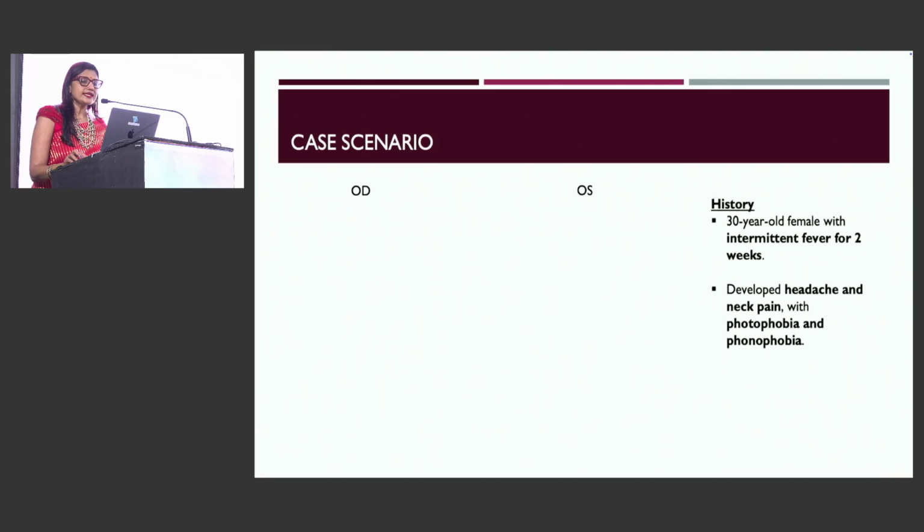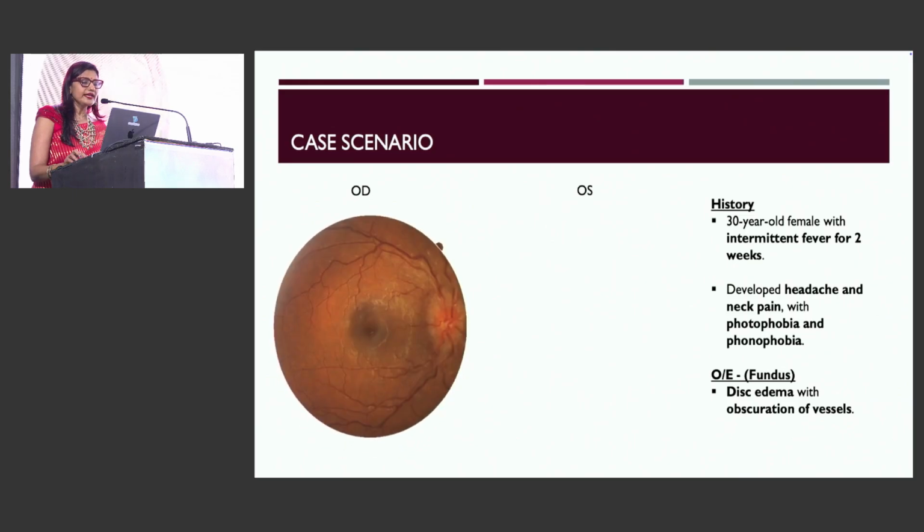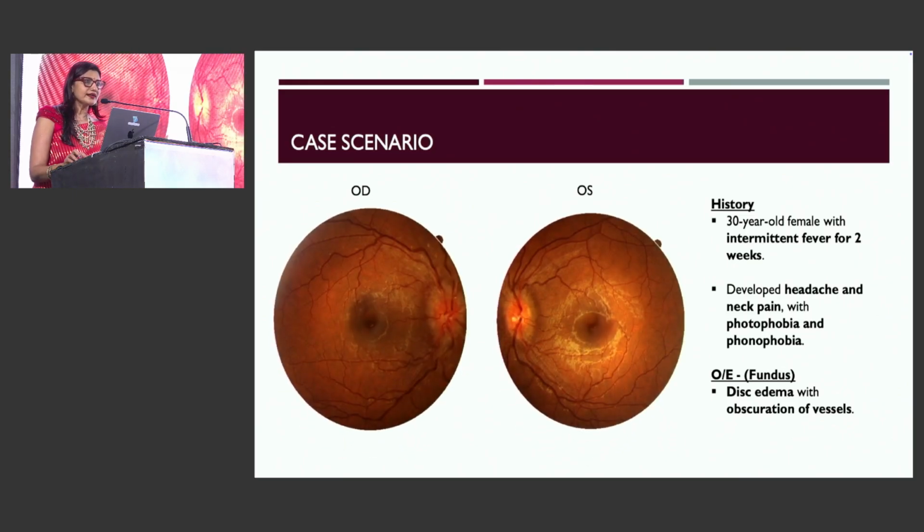Now in this case, this is a 30-year-old female with intermittent fever for 2 weeks, developed headache, neck pain, photophobia and phonophobia. Even without looking at the disc, we will come to a clinical feeling that this patient is probably having papilledema because all the symptoms fit in with papilledema.